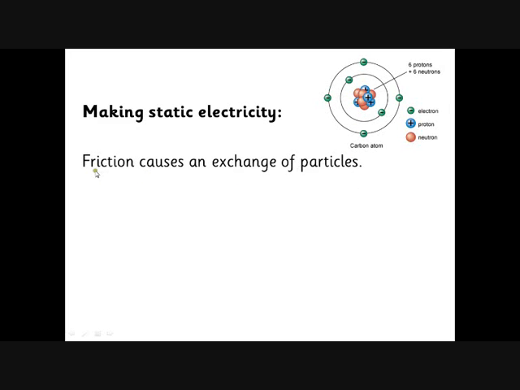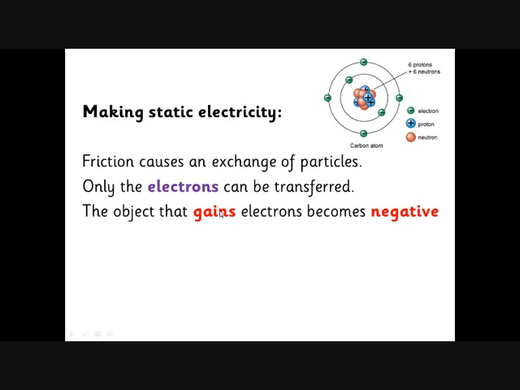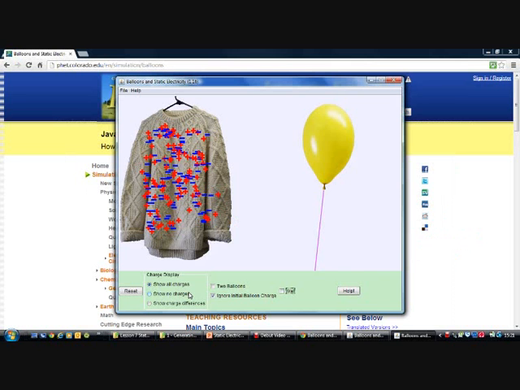So the key points, if you get a question like this, are that it's friction that causes the exchange of the particles that move the electrons. So only the electrons can be transferred. Two ways of charging something up are either it gains electrons off something else, which makes it negative, or it loses electrons to something else and becomes positive. Hopefully you can see that if one thing's gaining electrons, the other thing must be losing electrons. So if you make one object positive, the other one will become negative.